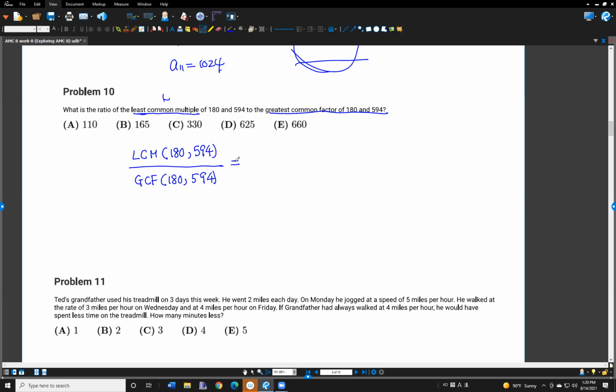To find LCM or GCF, yeah, the best way is you had better use a ladder, okay? You know what is a ladder? Okay, then B or E? D. B. No. Okay. C. I got one offer, number 330. Any other answer?